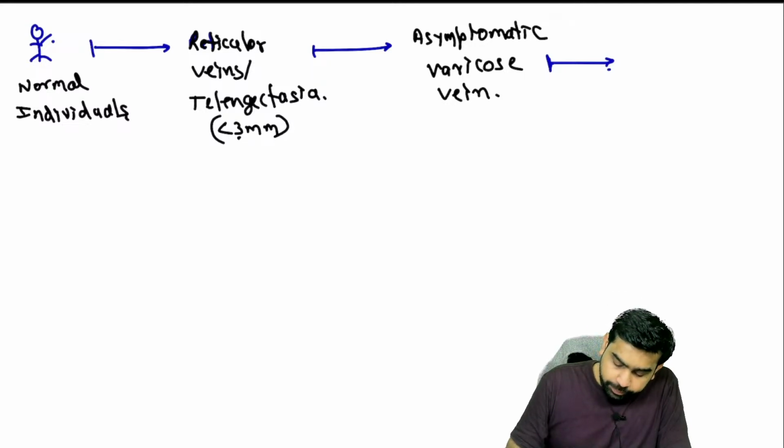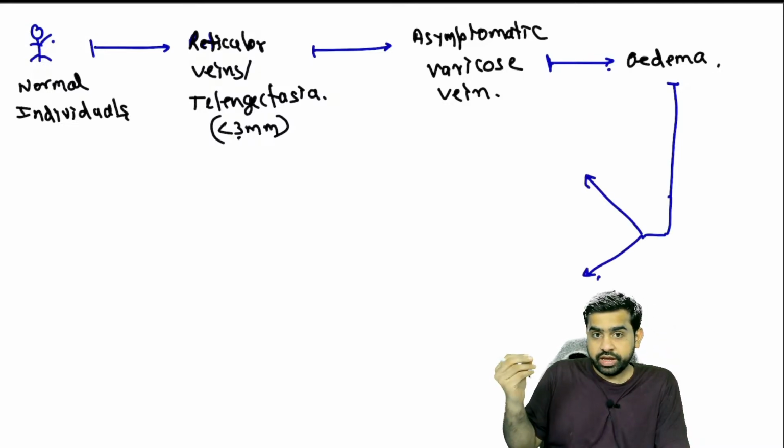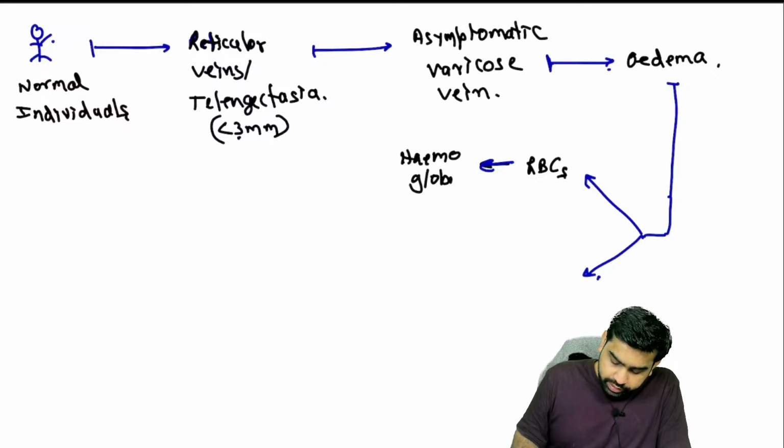The patients are going to develop edema. Now, if even at this stage things are not taken care of, the blood vessels can become more permeable, and what comes out is RBCs. These RBCs are destroyed, and what you get is hemoglobin, and this hemoglobin is converted to what you call hemosiderin.